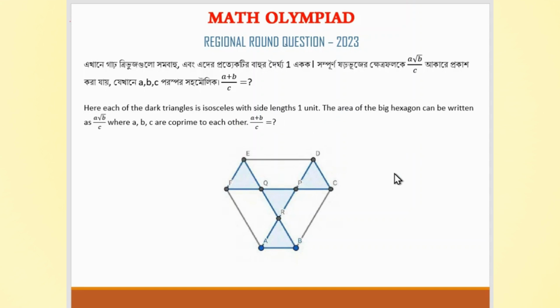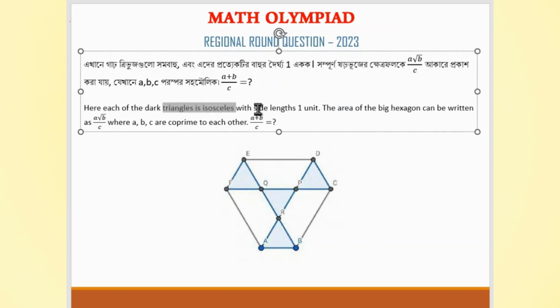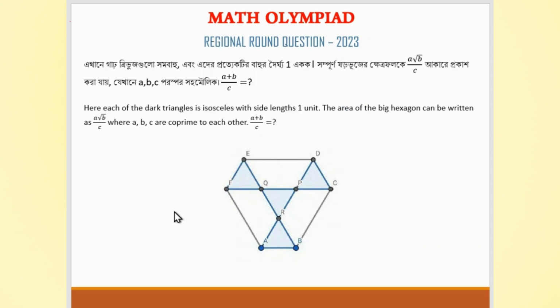So how are we going to find the area of the hexagon? Do you have any clue? We don't know any formulas for a hexagon, so what else? There might be another option to answer that. Since we've been given that the triangles here are isosceles with a side length of 1 unit, what can we do?